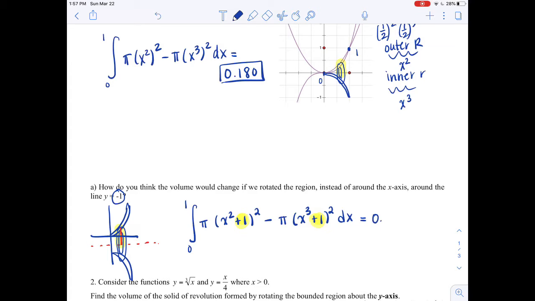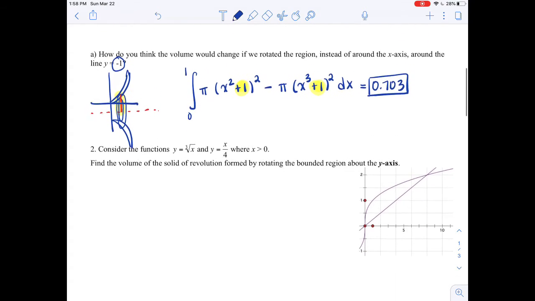So if you go ahead and plug that into your calculator, you'll find that it comes out to be 0.703 for the volume of that region as it's revolved around the line y equals -1.